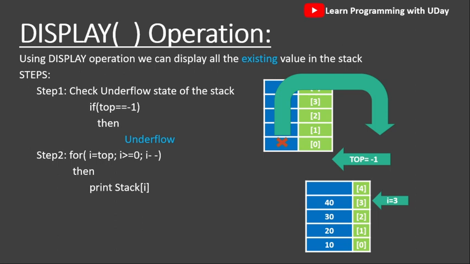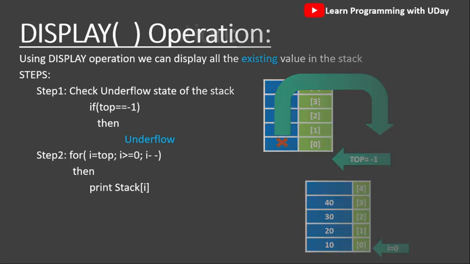So i becomes 3 now, and first I display 40 on the screen, and then I decrement the i variable to 2, and then I display 30, and then I decrement i to 1, and then I display 20, and then I decrement i to 0, and then I display the value 10. So till I reach from the third index to the 0th index, I keep repeating the for loop, access every single value of i from the stack and display them on the monitor. So using these 2 steps, we will be able to display all the values stored in the stack. Hope you understood the display operation.